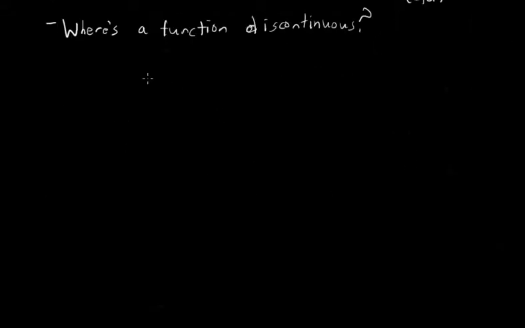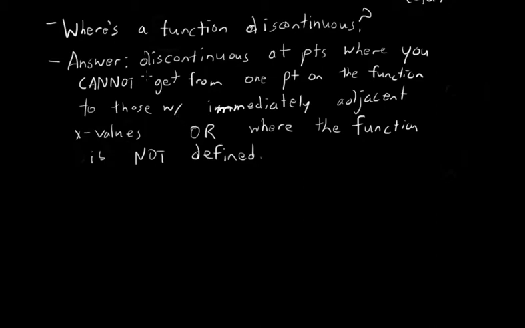Now that we've talked about where a function is continuous, where's a function discontinuous? The answer is that the function is discontinuous at points where you cannot get from one point on the function to those with immediately adjacent x values, or where the function is not defined. So there are several ways in which a function can be discontinuous, and we'll refer to these as the types of discontinuities. Now we're going to go over several examples of each of the types of discontinuities.